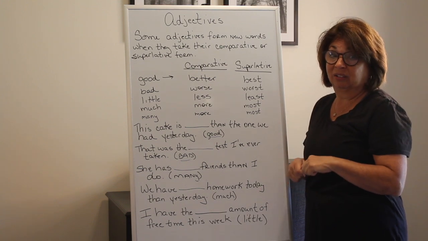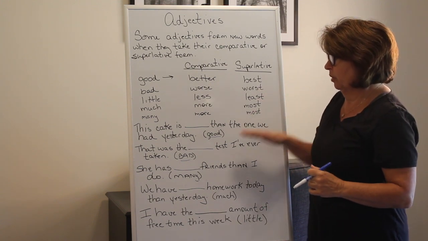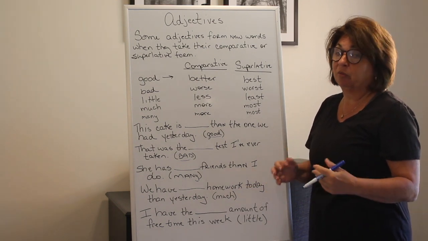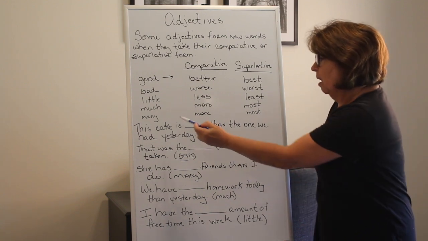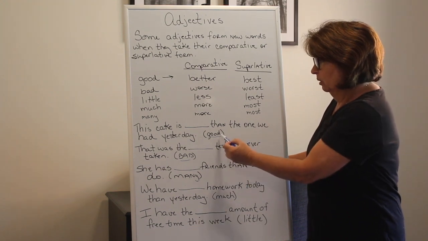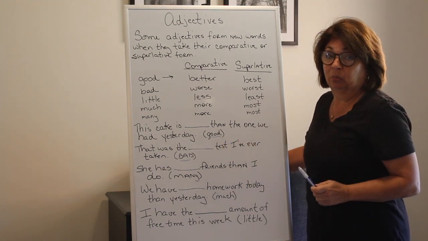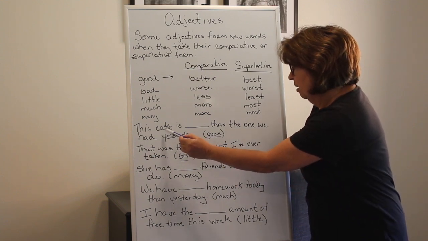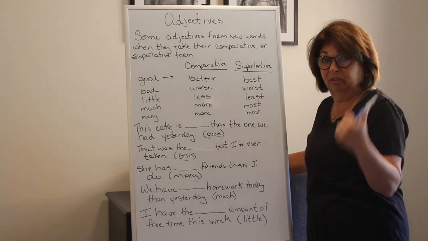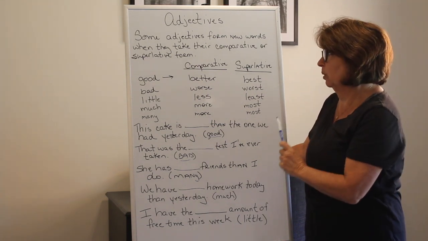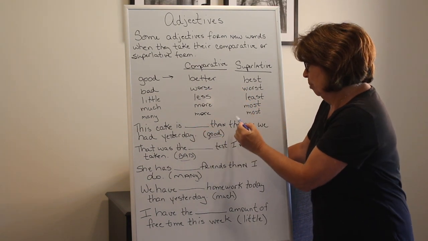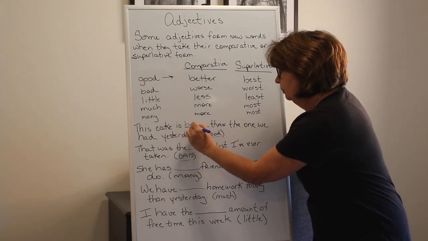All right, let's do some practice, because not only memory works for this, but also how it sounds when you're reading the sentence. One's going to sound better than the other. But remember to look for your comparisons. All right, this cake is blank than the one we had yesterday, and the word we're using is good. So how many things are we comparing? We're comparing a cake, the one we had today, to the one we had yesterday. So we're comparing this day, yesterday, 2 days. So we know it's a comparative form. So comparative, we want to use better. This cake is better than the one we had yesterday.